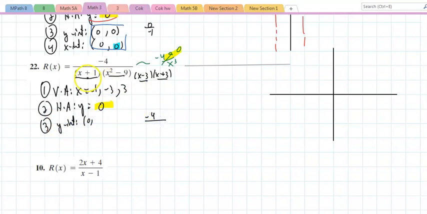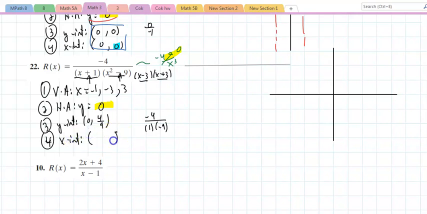Negative 4 over, a 0 in there will get you a 1. A 0 in there will get you a negative 9. Negative 4 over negative 9 is positive 4 over 9, and the last property we need, x-intercept.